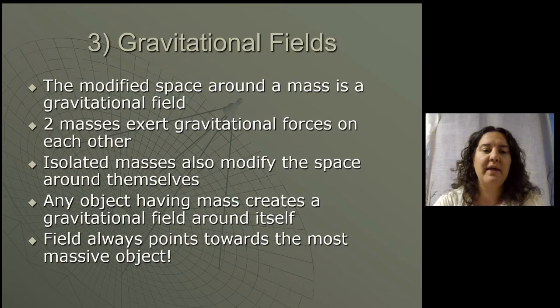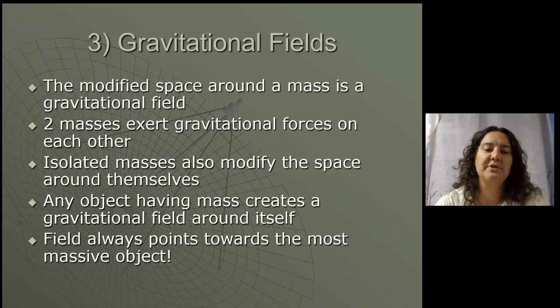Gravitational fields are a space around a mass, and they change the space around this mass by drawing things towards the center of it. Two masses are able to exert gravitational forces on each other. So the moon exerts a gravitational force on Earth, and it gives us tides, and the Earth exerts a gravitational force on the moon, and we cause it to orbit us.